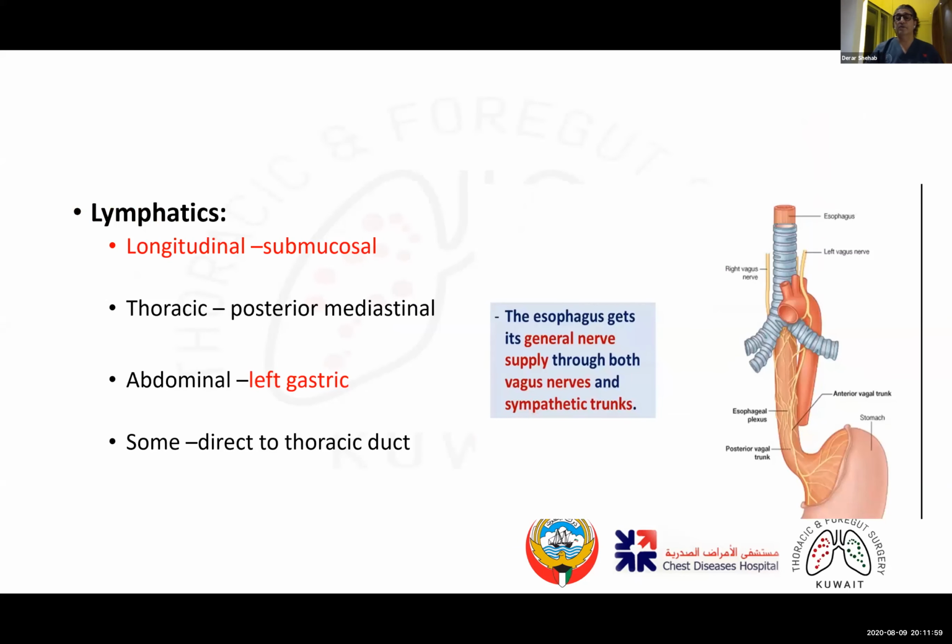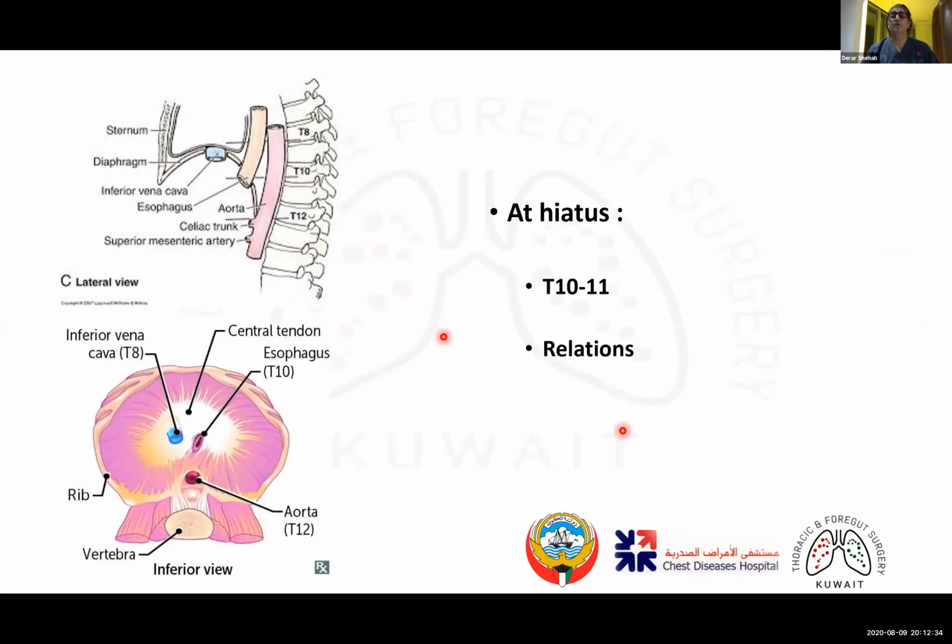An important point you have to understand is that the venous drainage of the esophagus is actually longitudinal drainage in the submucosa. It's very important for us as surgeons in case of esophageal cancer that we have to be as far away as possible from the tumor. So that's why it's very important to know this piece of information. And in the abdomen, the lymphatic drainage goes into the left gastric lymph node and eventually into the celiac lymph node.